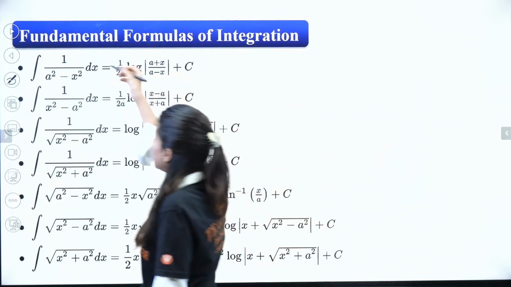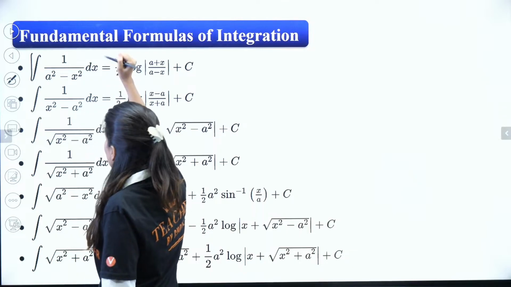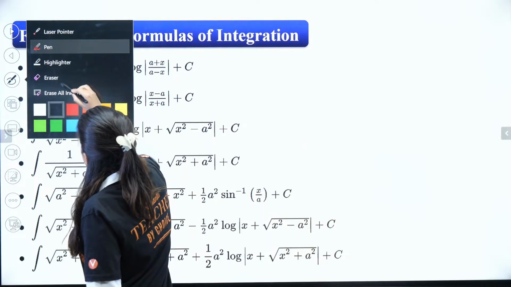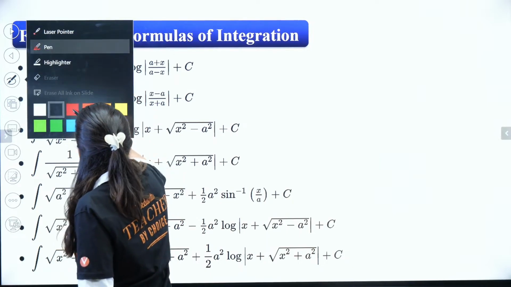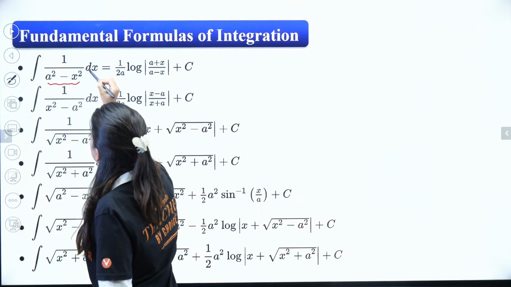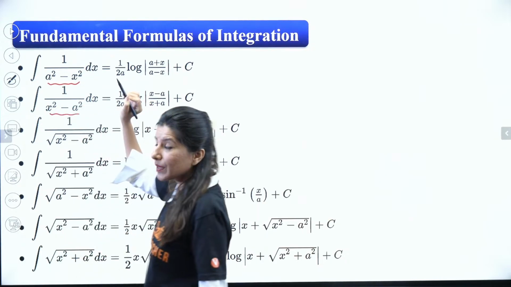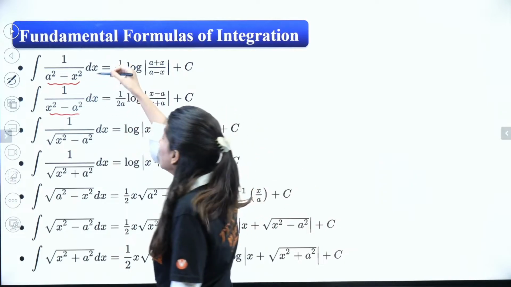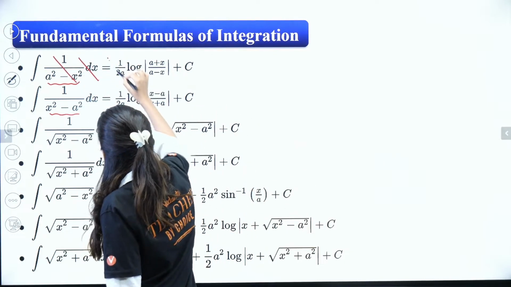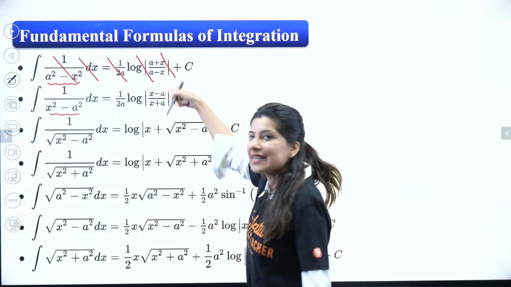Now next, again, a very important formula. Can you see these two formulas? Let us talk about these two formulas: 1 upon a square minus x square, and 1 upon x square minus a square. I won't recommend you to remember these formulas, because these two formulas are exactly the same.